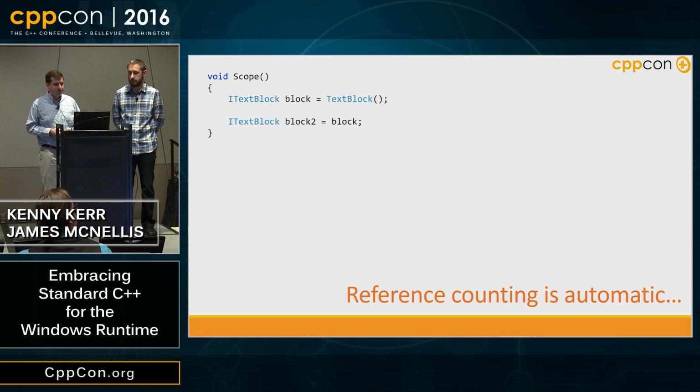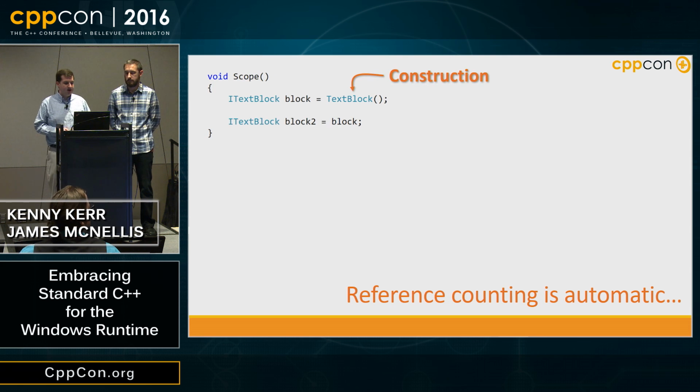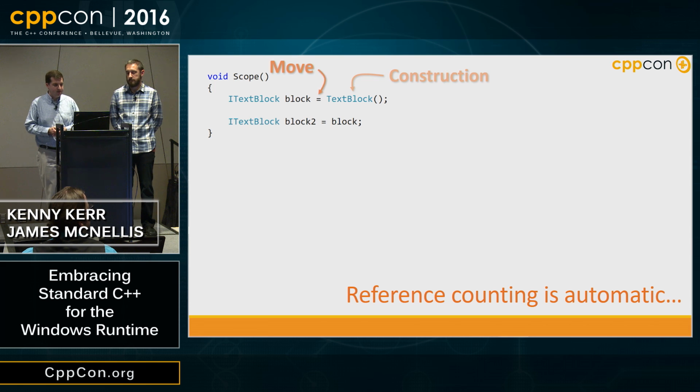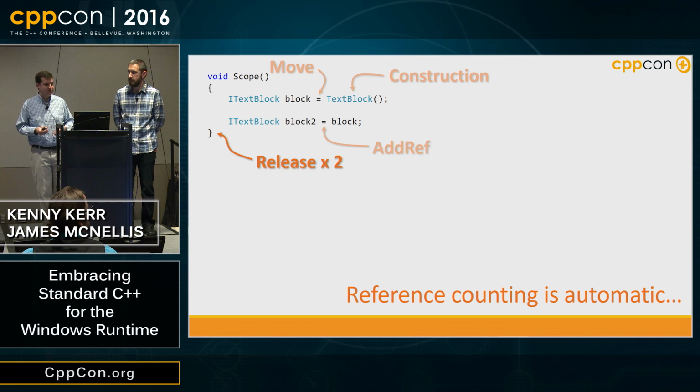Reference counting is automatic with these, so for example, when we construct, it constructs an object that has a reference to it already. We can move it into a local variable. We can make a copy of that local variable, which we'll call addref. And at the end of the function, both of those will go out of scope. They'll both be destroyed. They'll both call release, and then the object itself will be destroyed.